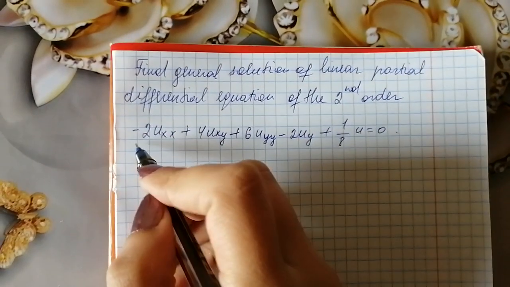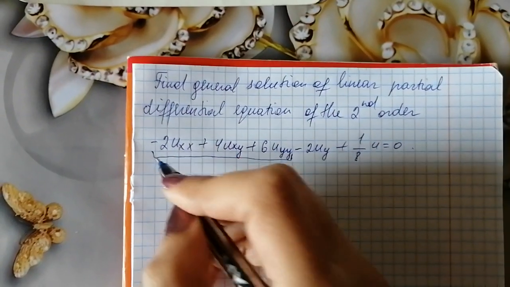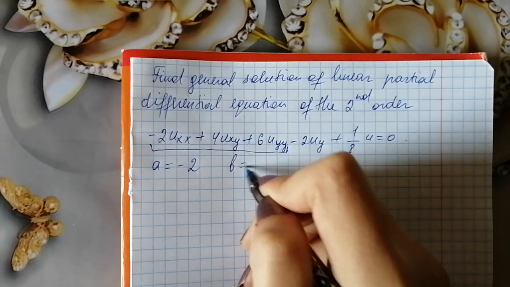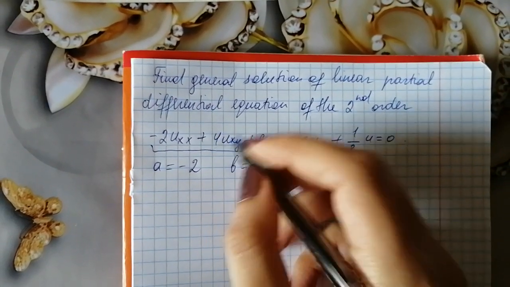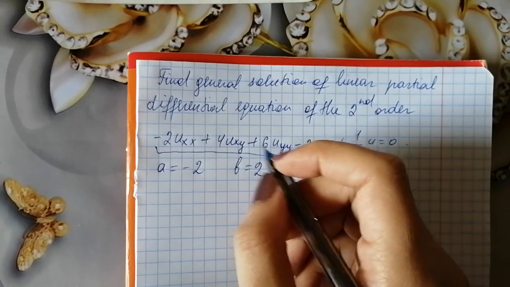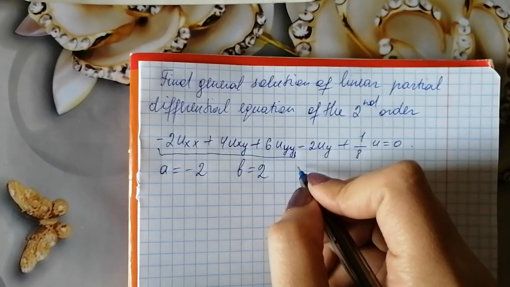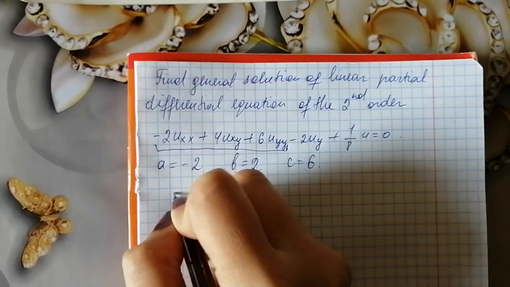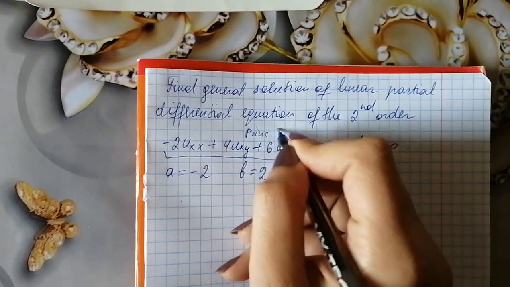Let's find principal part of this equation. Principal part of this equation here, and a is equal to negative 2, b is equal to 2, 4 over 2, because in the formula it is 2b, and 2b is equal to 4, then b has to be 2, and c is equal to 6.